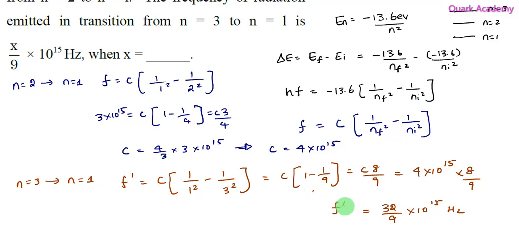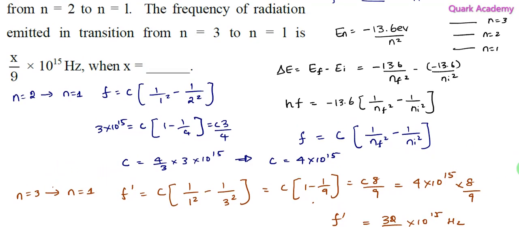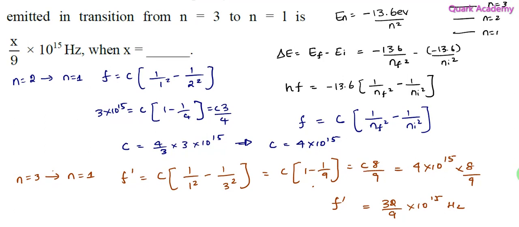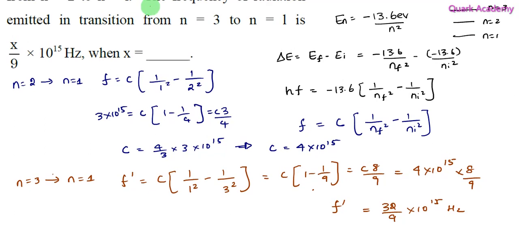This F dash is the frequency of the radiation when the ion makes a transition from n = 3 to n = 1. We compare this with the question, where it is written as x by 9 into 10^15. So we can say that the value of x is 32.